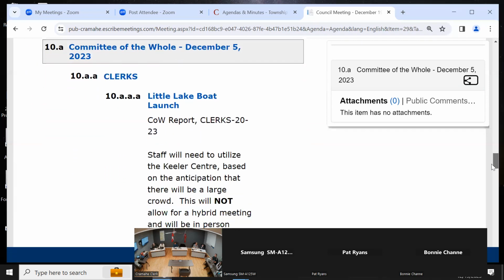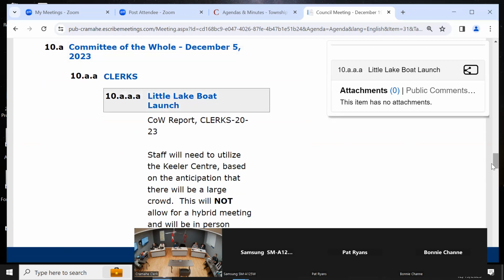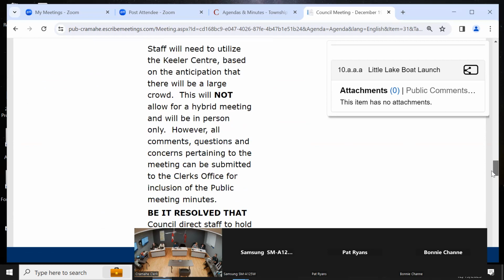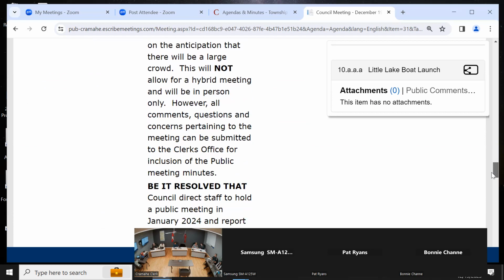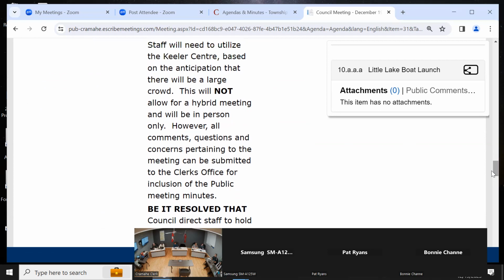10AA, the clerk's report. 10AA, the Little Lake boat launch. Committee of the Whole report, clerk's report 2023. Staff will need to utilize the Keeler Center based on the anticipation that there will be a large crowd. This will not allow for a hybrid meeting and will be in person only. However, all comments, questions, and concerns pertaining to the meeting can be submitted to the clerk's office for inclusion in the public meeting minutes.